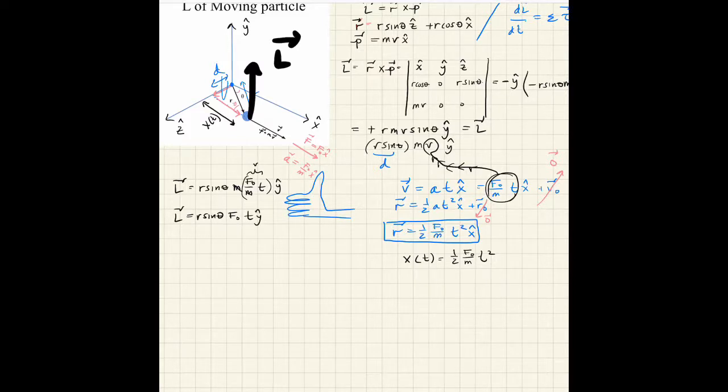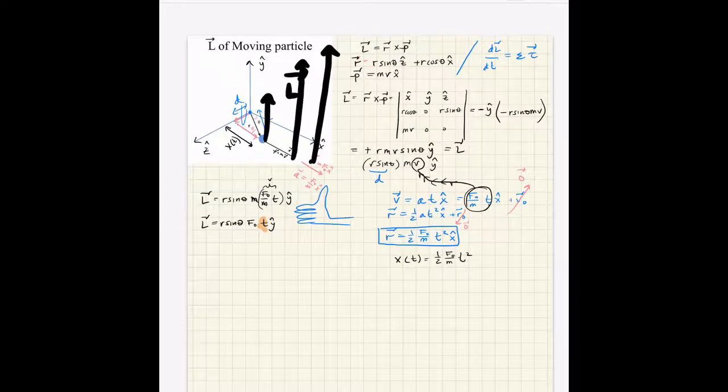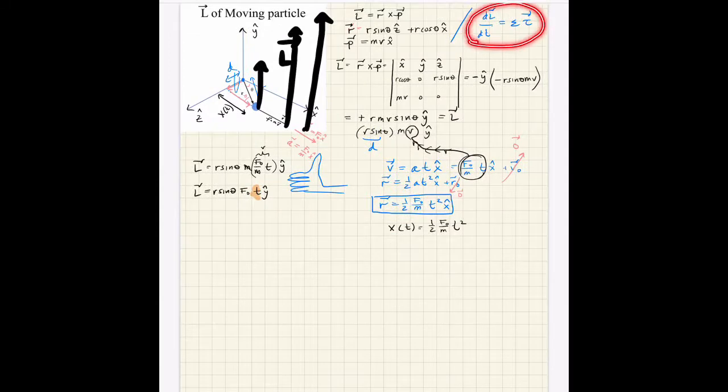So I do see that there is a time dependence on my angular momentum, which is telling me that as time moves on, the angular momentum is actually increasing as a function of time as I move along the x-axis. So it's not constant, it's increasing as it moves along. It also tells me that there is a net torque acting on the system, because the time rate of change of the angular momentum vector is related to the net torque. So let's go ahead and prove that really quickly.